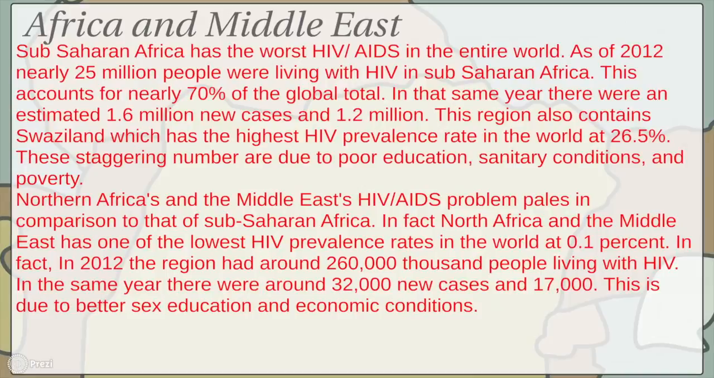Sub-Saharan Africa has the most cases of HIV and AIDS in the entire world. As of 2012, nearly 25 million people were living with HIV in Sub-Saharan Africa. This accounts for nearly 70% of the global total. In that same year, there were an estimated 1.6 million new cases. This region also contains Swaziland, which has the highest HIV prevalence rate of any country in the world at 26.5%. These staggering numbers are due to poor sexual education and sanitary conditions.